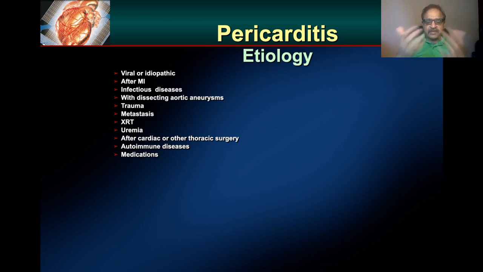Pericarditis is a feature of chronic renal failure. We call it uremic pericarditis. And then it's a common feature of connective tissue disorders like SLE and scleroderma.